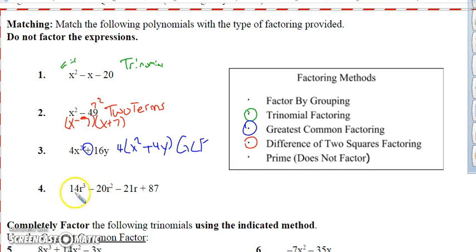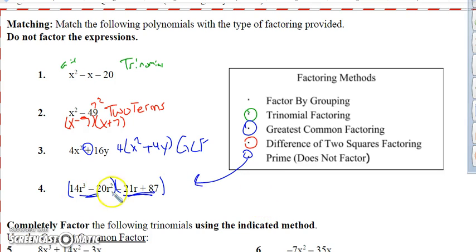This last one, you might think, oh, there's 4 terms, so I can group it. Well, if you ended up going through it and grouping it, and then you tried factoring it, what you're going to get from that is not going to match up here. And then there's no common term between 14, 20, 21, and 87. So this is actually prime. You cannot factor that one.